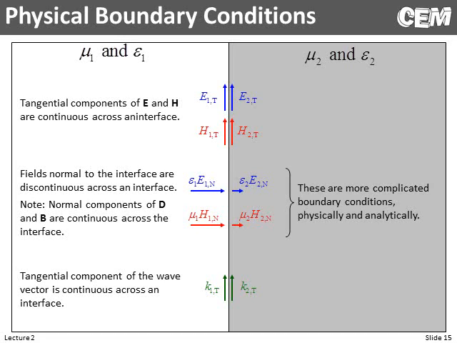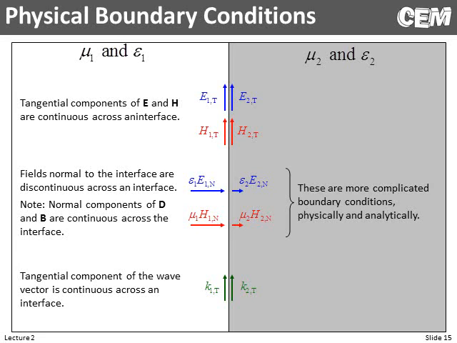What you're going to see in our codes is that we're going to eliminate D and B and only retain E and H. We're going to substitute equations around, and in just a little bit we'll do that. And so that's why I'm not showing the boundary conditions for D and B. So tangential components of E and H are continuous across the interface. And we can't say that about the normal components. Those are discontinuous across the interface.